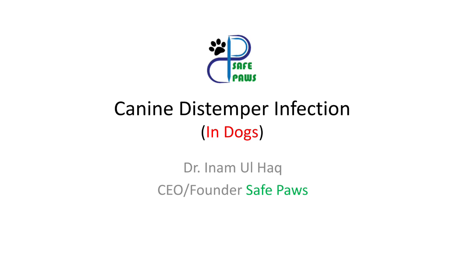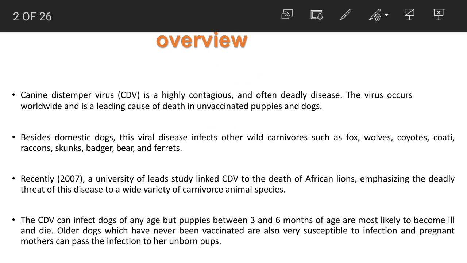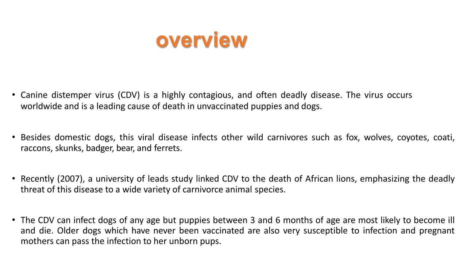In this video, we will talk about an important disease of the dog, that is canine distemper disease, caused by canine distemper virus. If we talk about an overview of the canine distemper virus and the disease, canine distemper virus is a highly contagious and often deadly disease. This virus occurs worldwide and is the leading cause of death in unvaccinated puppies and dogs.